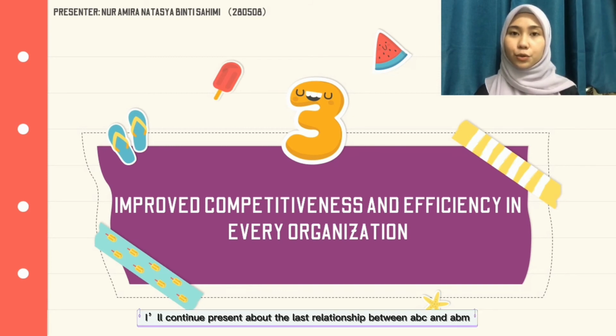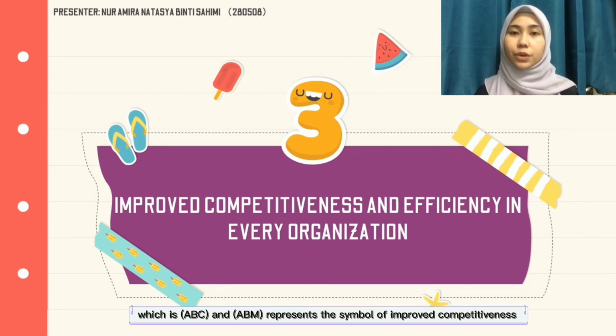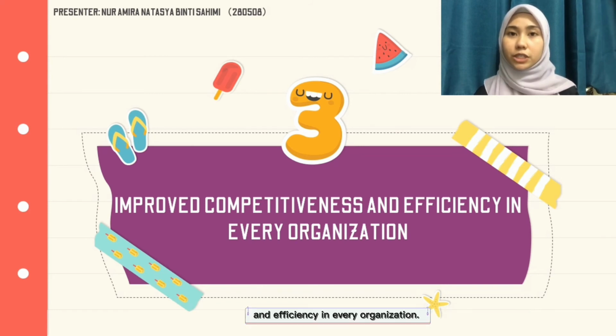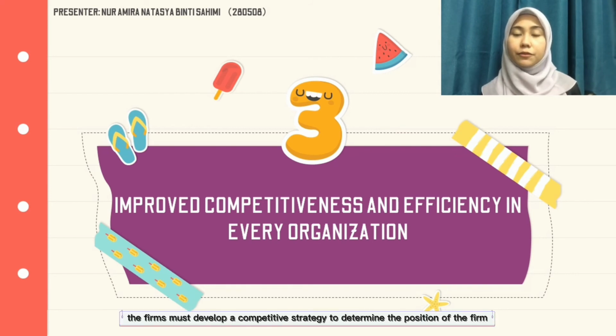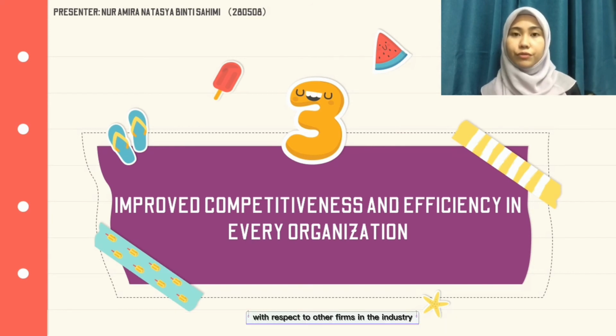I will continue to present about the last relationship between ABC and ABCM, which is that ABC and ABCM represent the symbol of improved competitiveness and efficiency in every organization. In the present global business environment, the firm must develop a competitive strategy to determine the position of the firm with respect to the other firms in the industry.